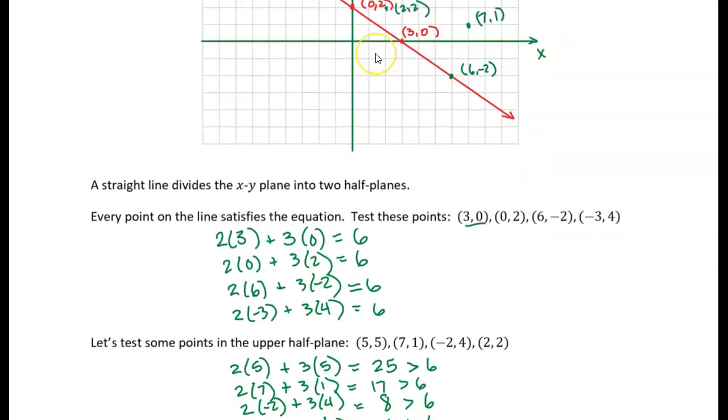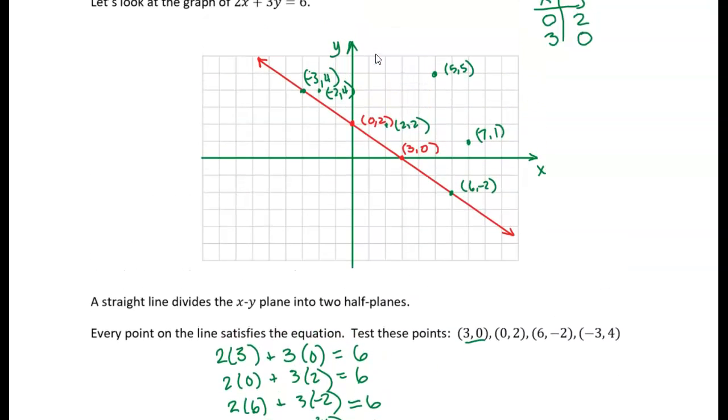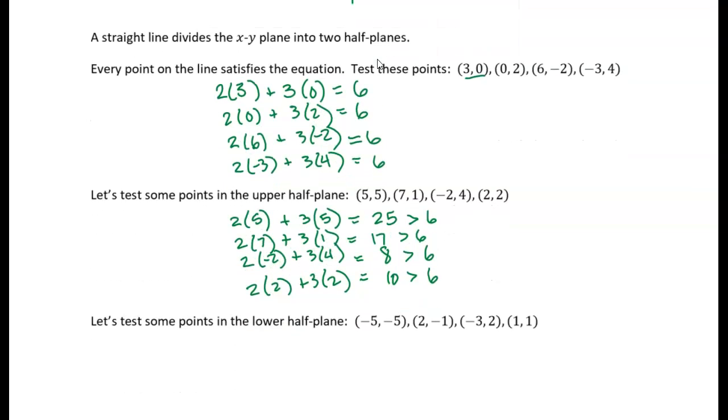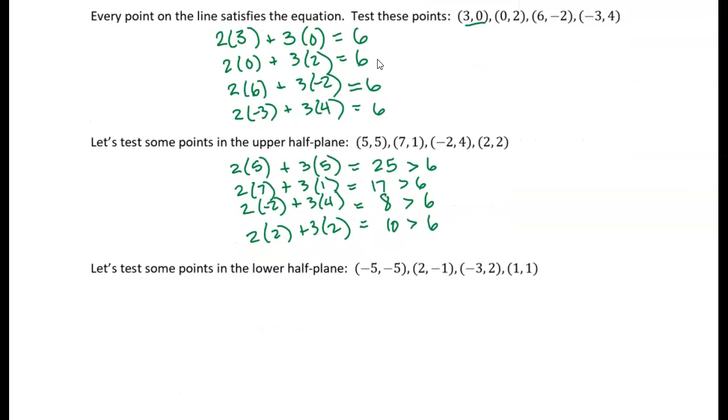All right, so let's test some points on the other side of the line. Let's test these points. All right, so negative 5, negative 5. All I'm going to do is put it into my equation. Negative 5 plus 3 times negative 5. Now, obviously, this is something negative. It ends up being negative 25. Now, that's less than 6.